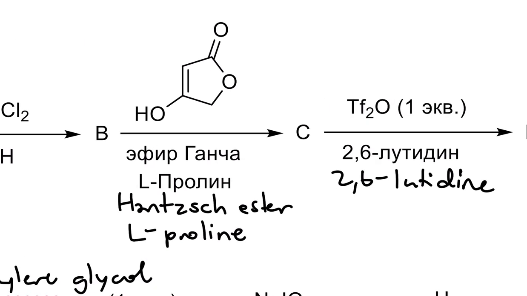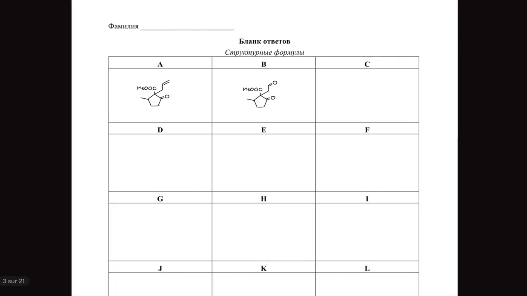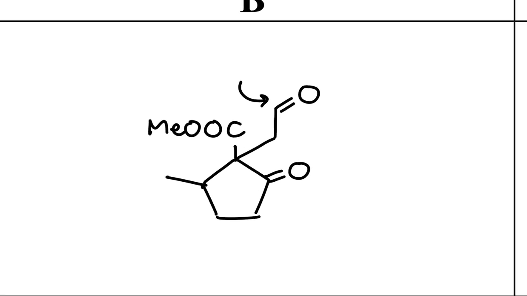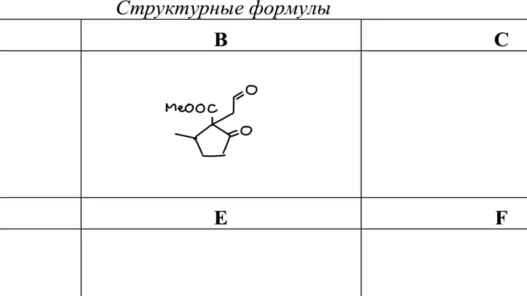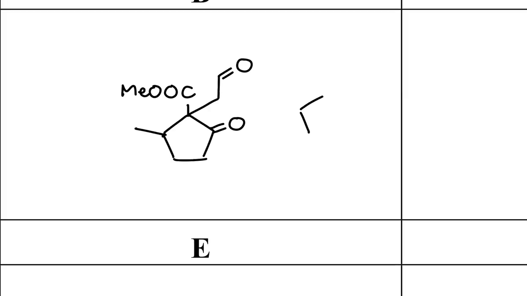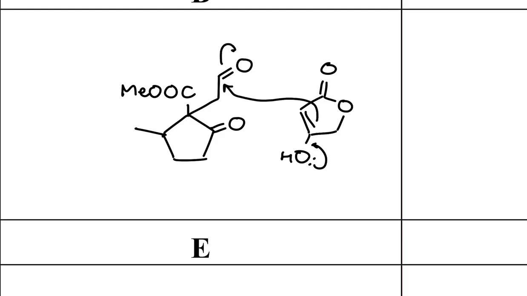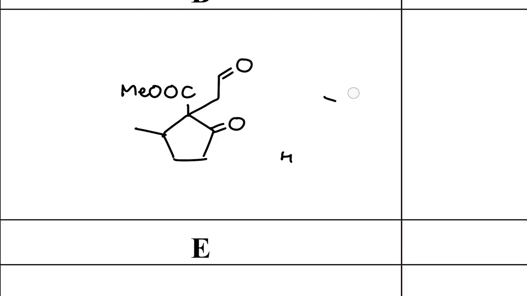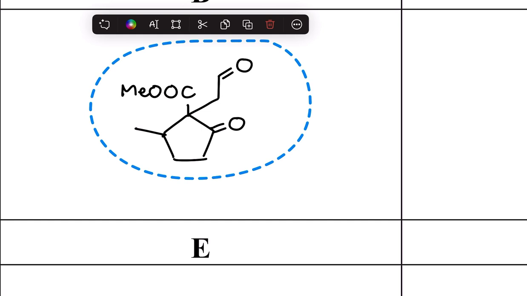What's happening here is that this enol is going to attack our carbonyl right here, this aldehyde, and then just attacks like so. I'm sorry, that should be an oxygen, OH right there. So it's going to be something like that. Let's draw our product.